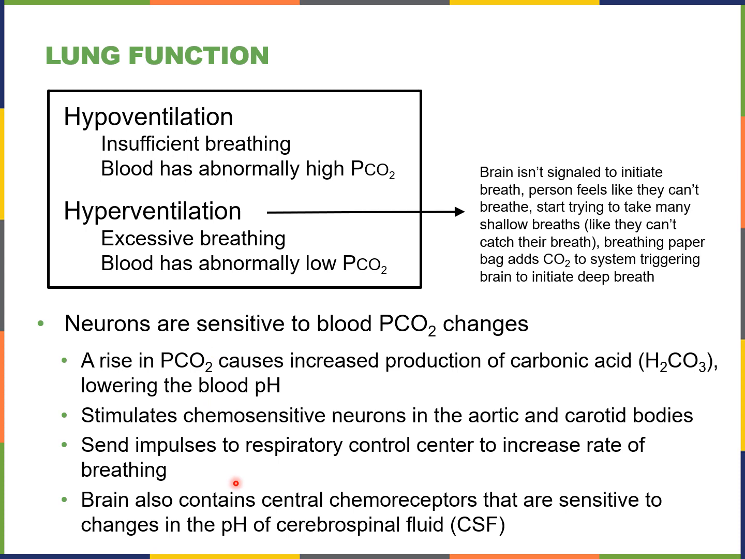And then we also have these central chemoreceptors that are sensitive to changes in pH of cerebrospinal fluid, or CSF. So depending on the amount of oxygen or carbon dioxide in your blood, that can determine how quickly or how slowly you are breathing, whether it goes into hypoventilation or hyperventilation.